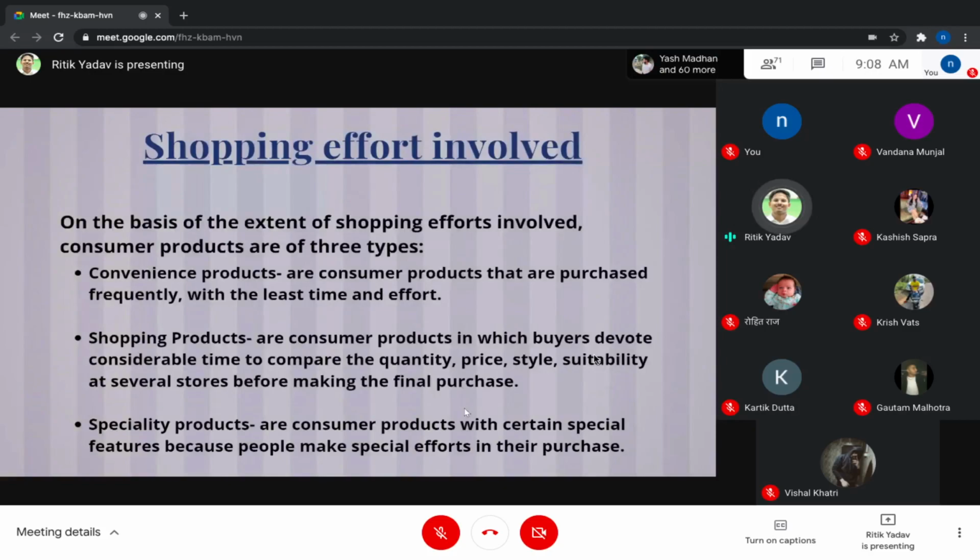Third one is specialty product. The consumer products which have certain special features because of which people make special efforts in their purchase are known as specialty products. Demand for these products is limited as a small number of people buy them. They are costly as unit value is very high. These products are available at very few places and aggressive promotion is required for their sale. Examples: antiques, paintings, etc.